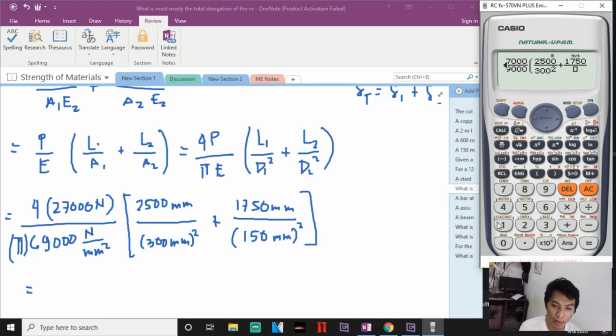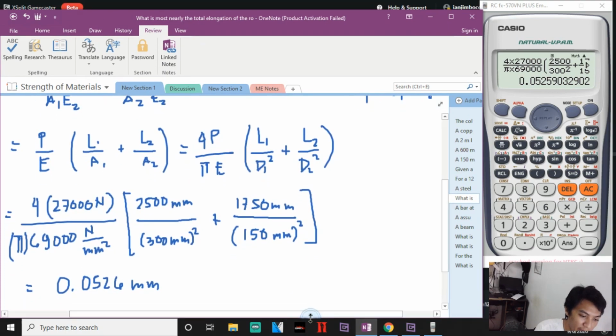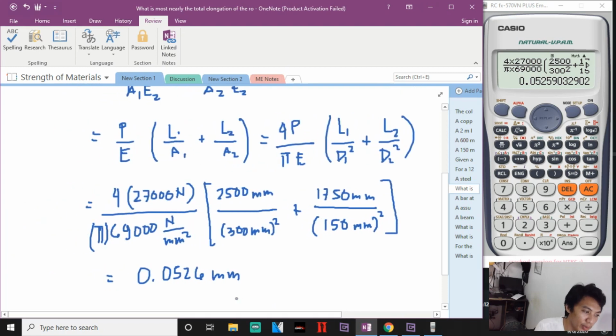Divide natin ng 150 squared. Okay, so the deformation is napakaliit lang. 0.0526 mm. That is the total deformation you'll ever get, with the loading na 27 kilonewtons. Okay, so nakasolve na naman tayo ng isa. Ganun lang kadali yun. I-equate mo lang lahat.